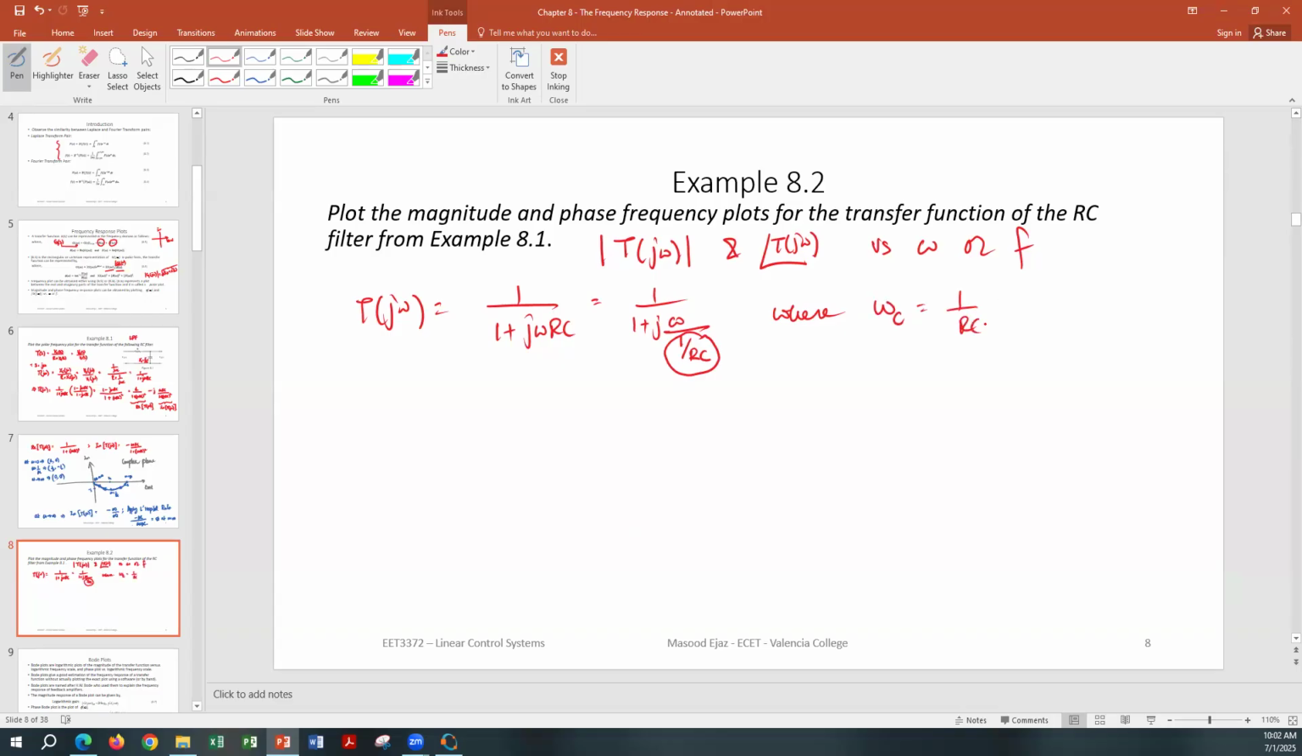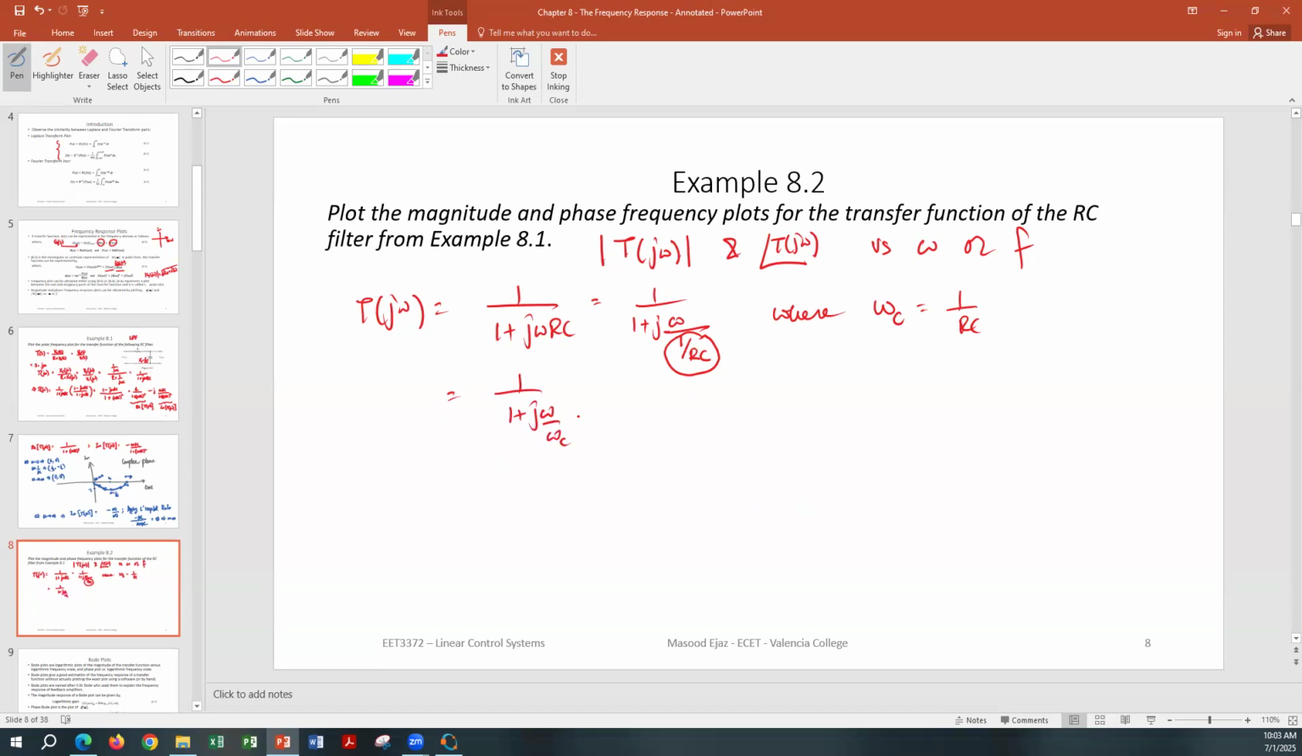That is the frequency at which the magnitude response of the filter is 70.7% of the peak value. That is correct. So that's the cutoff or breaking frequency, where the system response becomes 70.7% of the peak value, or 0.707 times the peak value. In this case, peak value is 1, as you can see. When omega is equal to 0, the peak value is going to be 1. So this can also be written as 1 over 1 plus j omega over omega c.